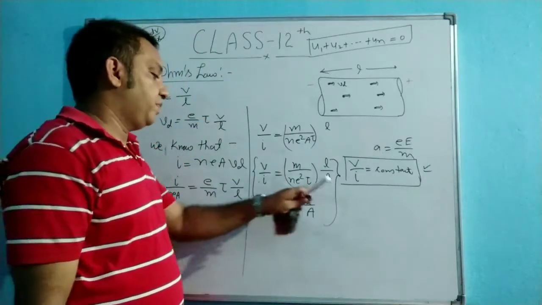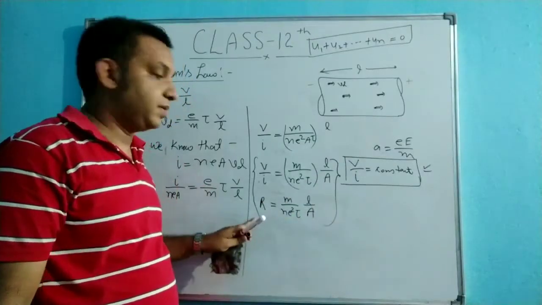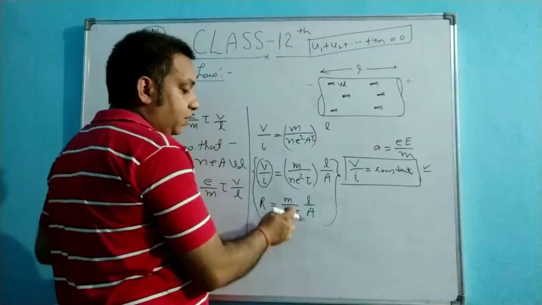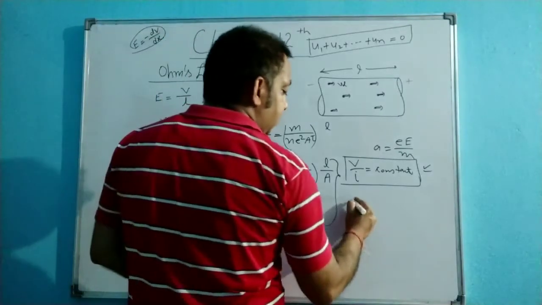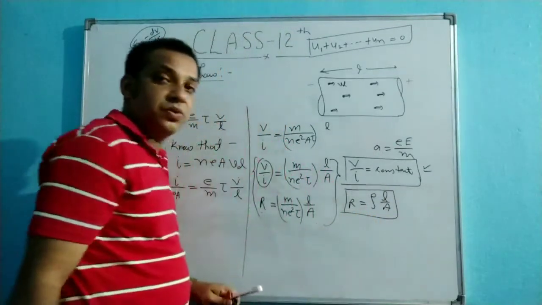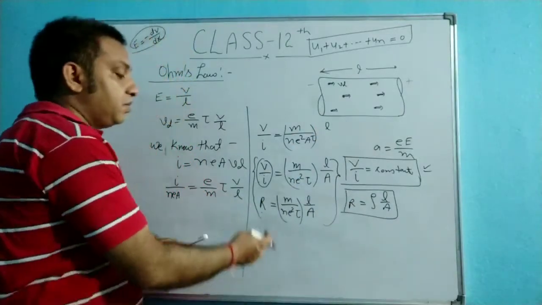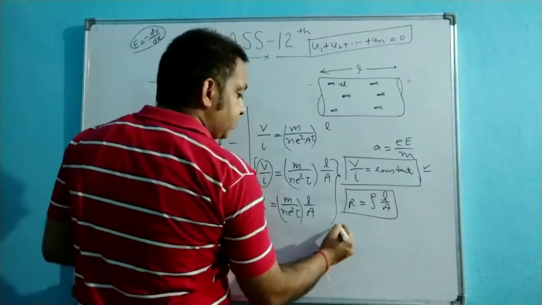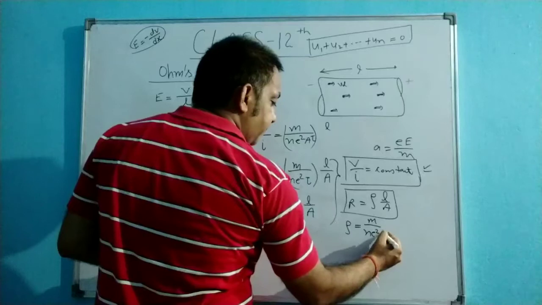But V by I is the resistance, so in place of V by I we can write the resistance R. So R is equal to M upon N E square tau into L by A. If you compare this relation with R is equal to rho L by A, where rho is the specific resistance or the resistivity of the conductor, then L by A is the same, so in place of rho the term is M upon N E square tau.